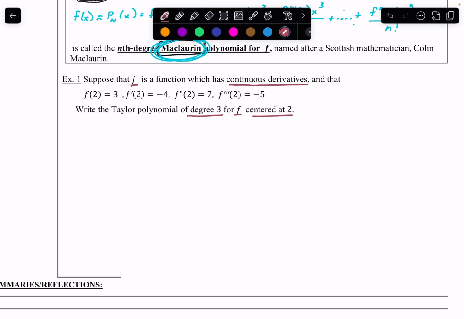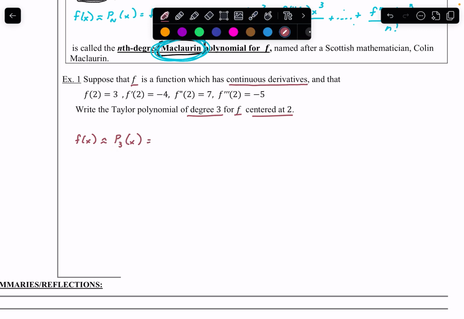So I am going to build this using that formula that I was given. We are approximating f of x by doing a third degree polynomial. This represents the degree, not the number of terms, okay? It's got to be a degree.